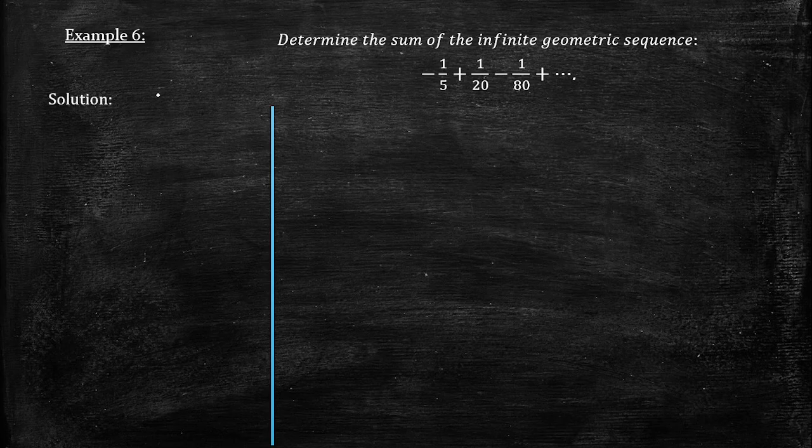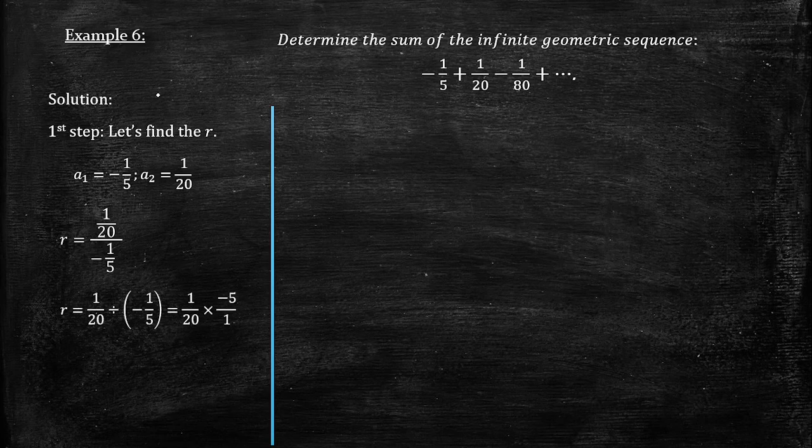So the same step pa rin, let's find the ratio or the common ratio. We are going to use here again the first and the second term. The first term is equal to negative 1/5. The second term is equal to 1/20. So ratio is equal to a sub 2 divided by a sub 1. Substitute na natin agad. Ratio is equal to 1/20 divided by negative 1/5. Para easier yung pag-solve, i-change natin siya into horizontal form: ratio is equal to 1/20 divided by negative 1/5.